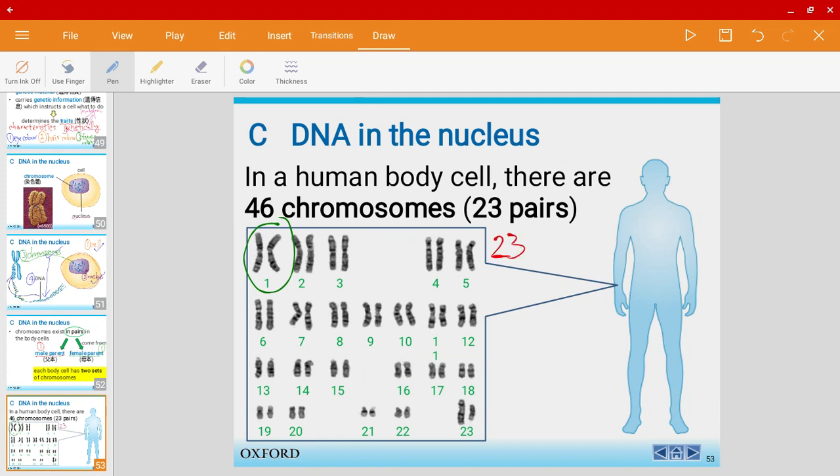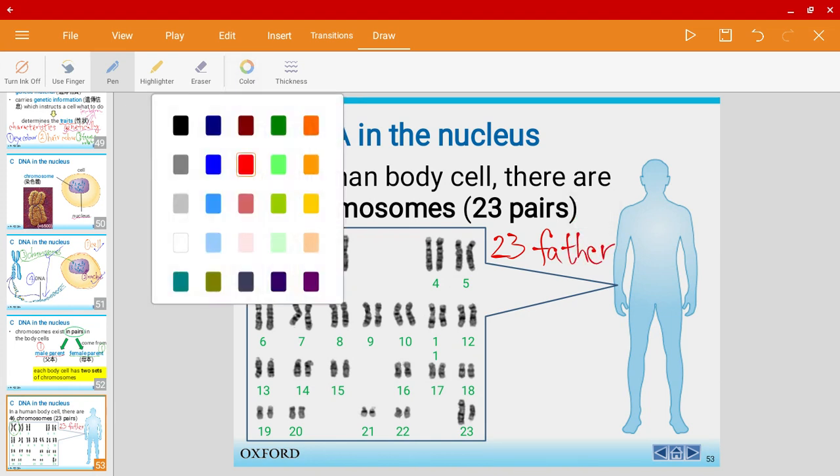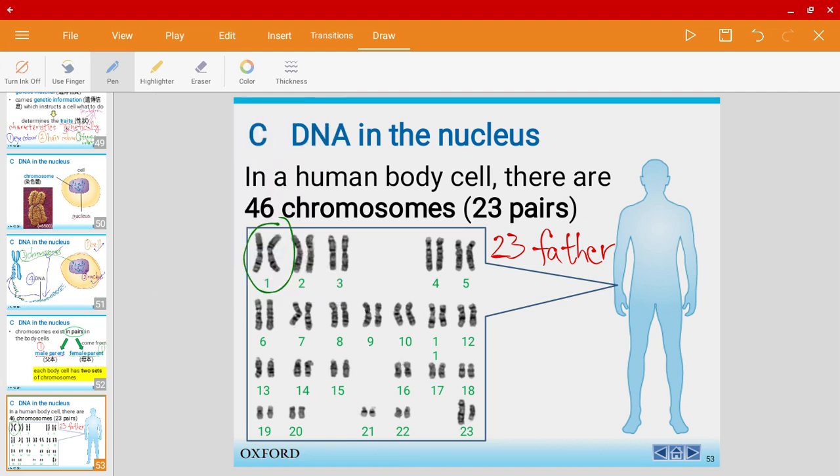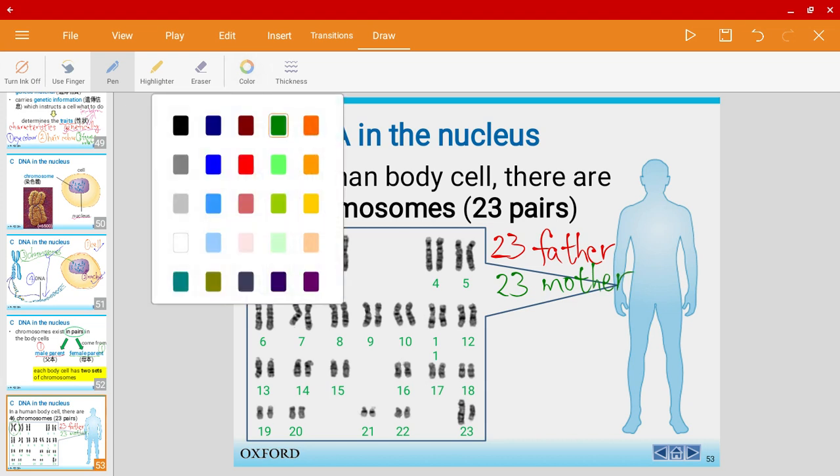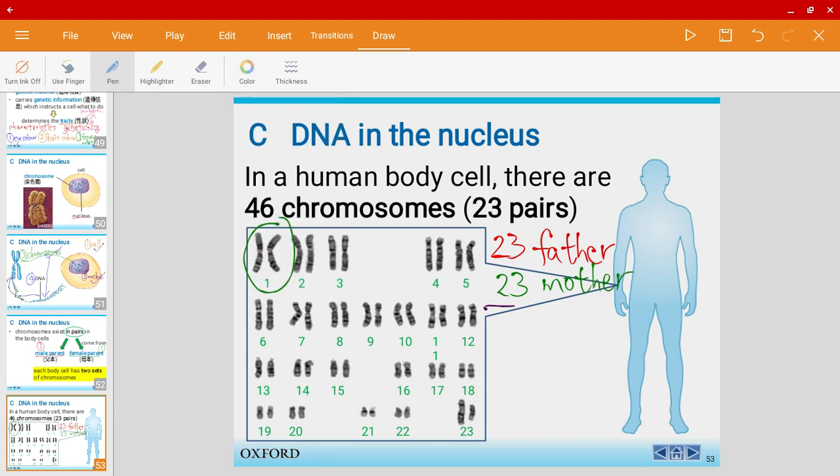23 chromosomes come from the male parent, the father, and the other 23 chromosomes come from the mother. So overall, when we add these two up together, we get 46 chromosomes in total.